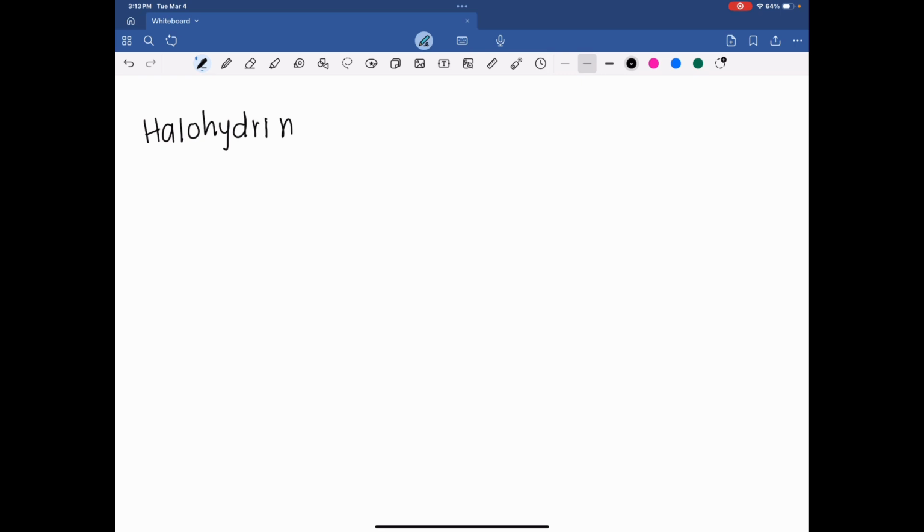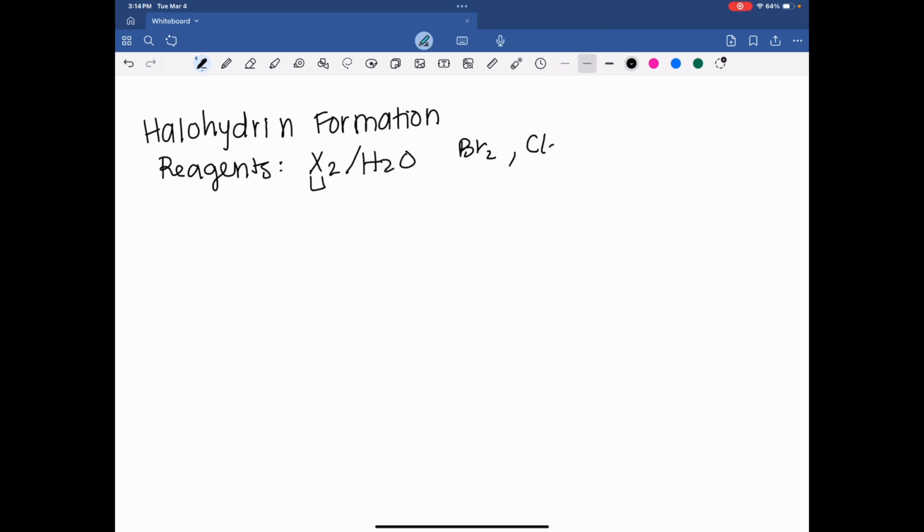Okay, now let's do halohydrin formation. This one is going to be very similar to the last one. There is a difference in reagents. It's going to be Br2, well, actually, let's make this more generalized. It's going to be X2 with H2O, X being the halogen, so Br2 or Cl2. Same thing for this one. It's going to be anti, no Markovnikov, no carbocation rearrangements, none of that.